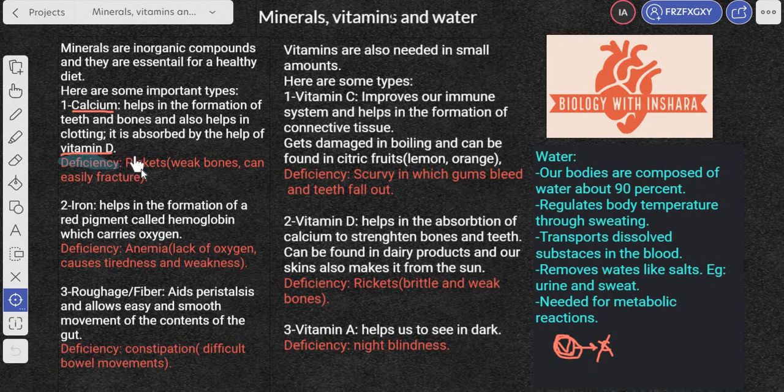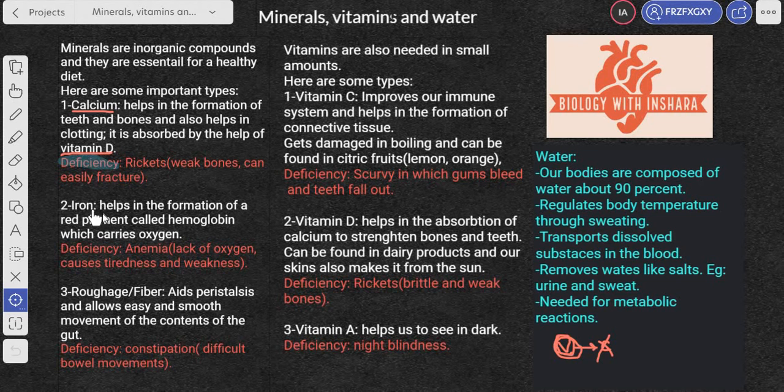Okay, so you basically get rickets, which is a disease in which your bones become weak, and when they become weak, they can easily break or fracture. Now, this is especially a problem for younger children. When they're growing, they need to get enough calcium and vitamin D so that their bones are strong, because they're growing, right? But if they don't get enough, their bones can become brittle and weak.